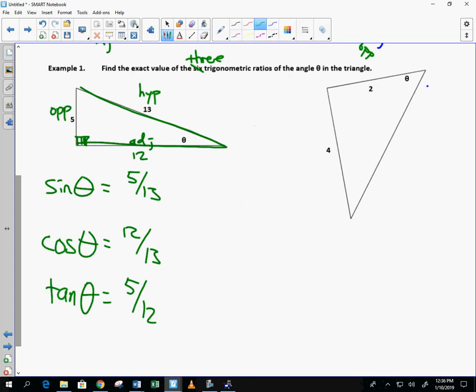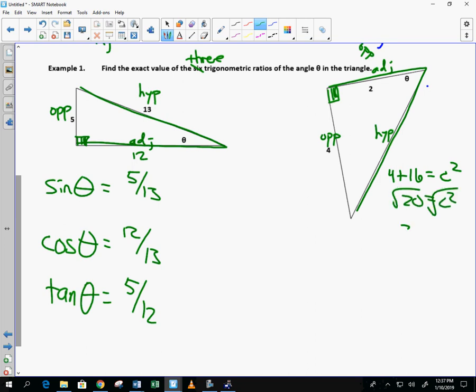These are not Pythagorean triples. We have a right angle, and if you notice, theta is located up in the corner. It might be a little bit more difficult to see. I will draw the angle of theta so that we can identify the sides appropriately. What side is 2? Adjacent. What side is 4? Opposite. What side are we missing? How will we determine the hypotenuse? The Pythagorean theorem: 2 squared is 4, 4 squared is 16, that's equal to c squared, or 20 is equal to c squared. Yep, 2 roots of 5, very good.